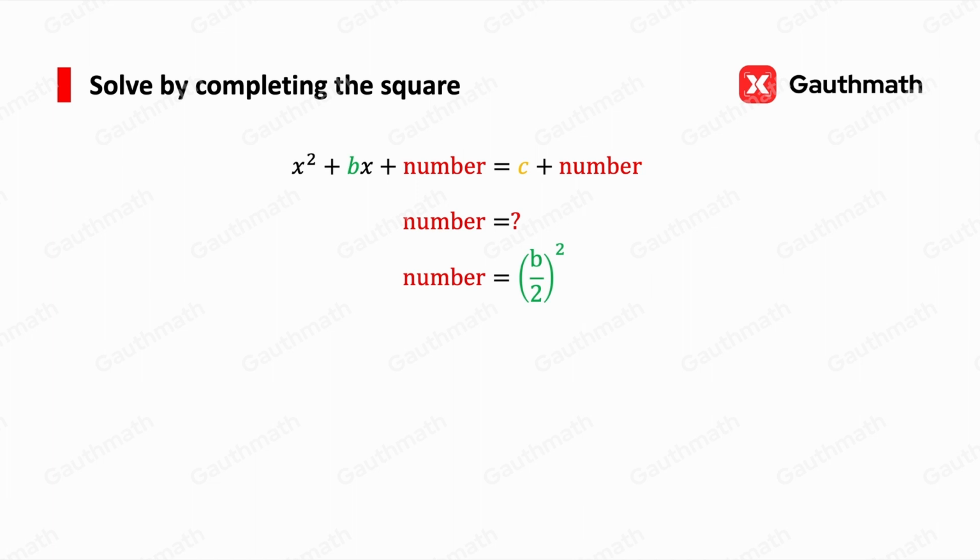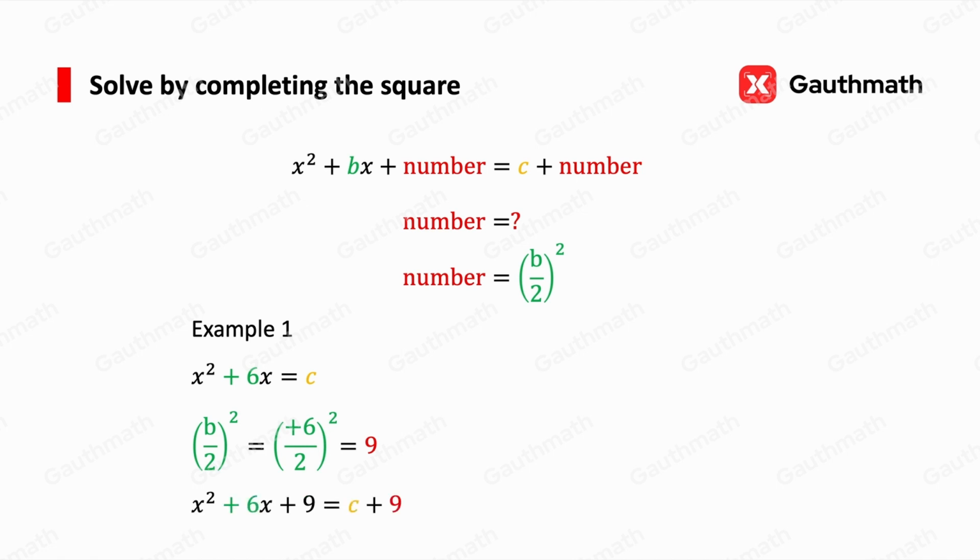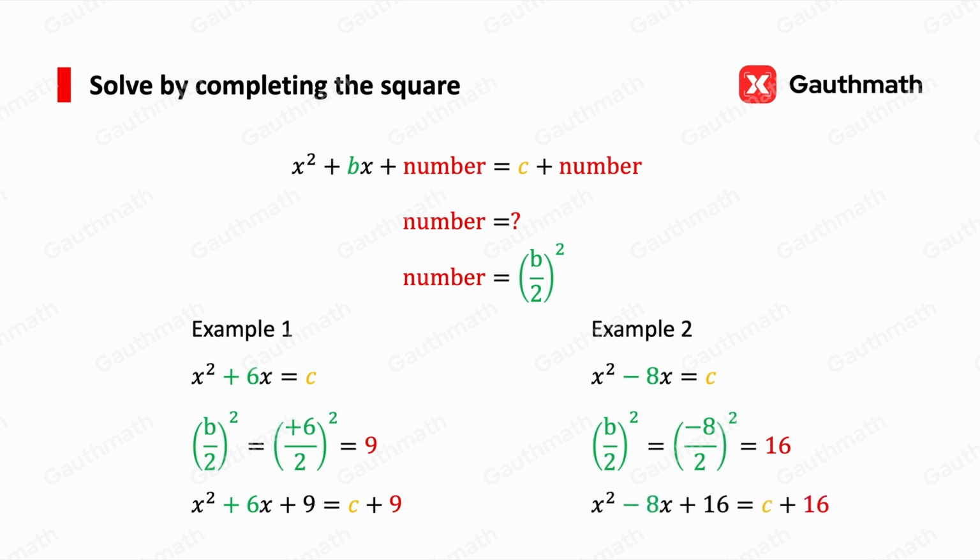Let's see two examples here. Example number 1, x squared plus 6x equals c. So in order to complete the square, we have to add 6 divided by 2 and then squared, which is 3 squared, which is 9, to both sides of the equation. And example number 2, x squared minus 8x equals c. And in this situation, the number added is negative 8 divided by 2 and then squared, which is negative 4 squared, which is 16. So we add 16 to both sides of the equation.